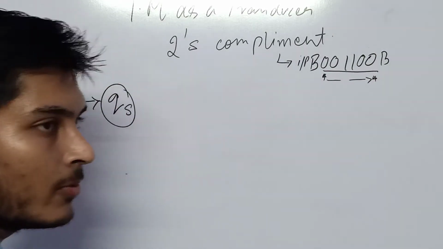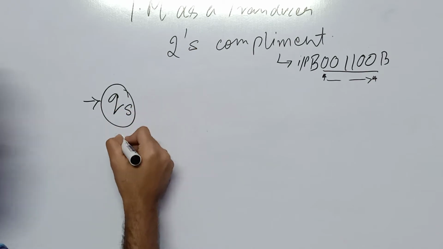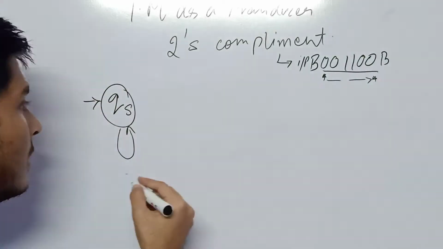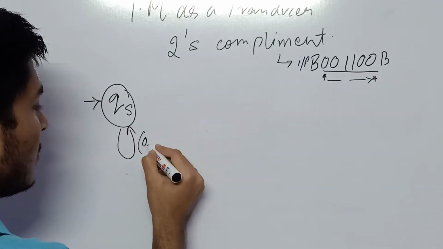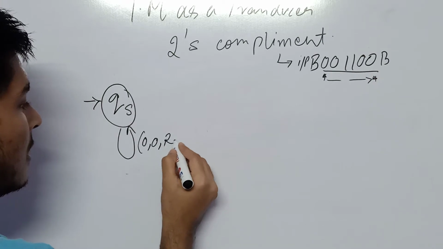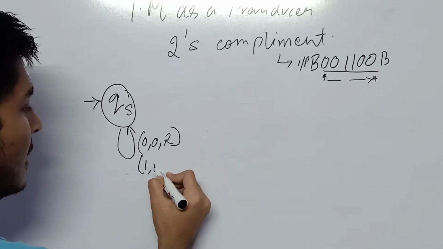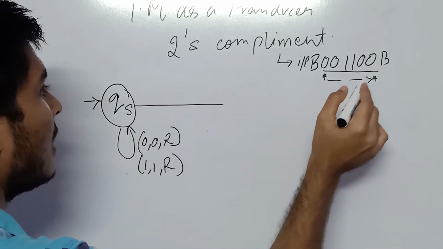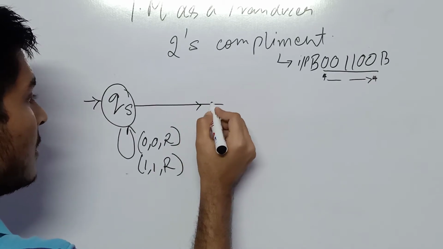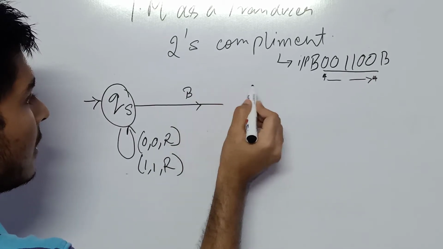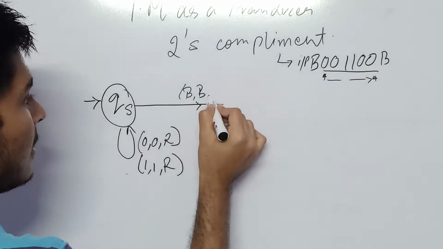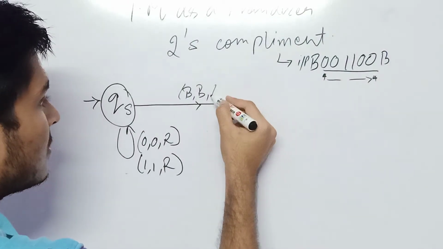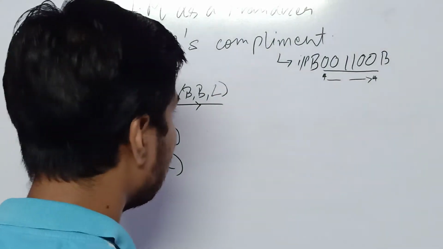So in the start state QS, if we encounter any number of zeros and any number of ones while moving right, we keep the zeros as zeros and move right, and keep the ones as ones and move right. Till how long do I move right? Since I encounter a blank, I keep it as blank. Now, since I have encountered the blank, my job is to move left.